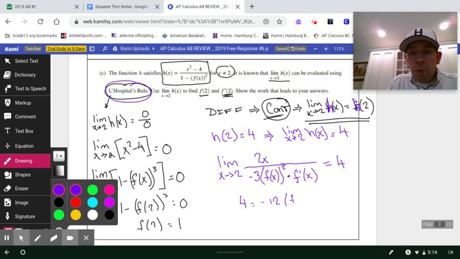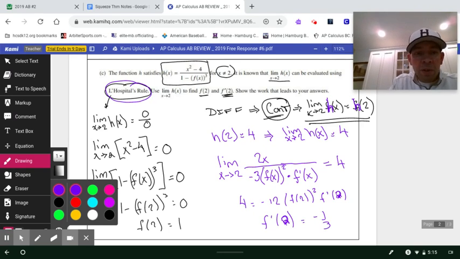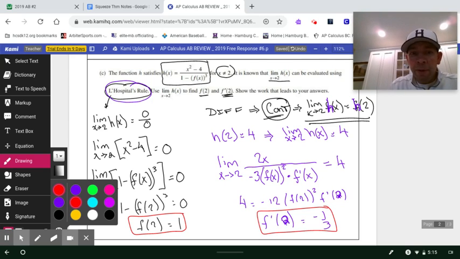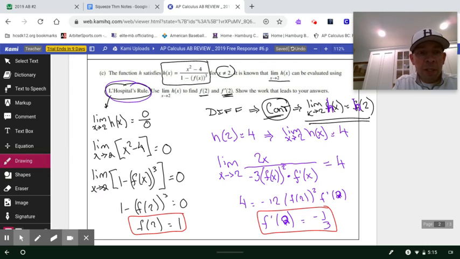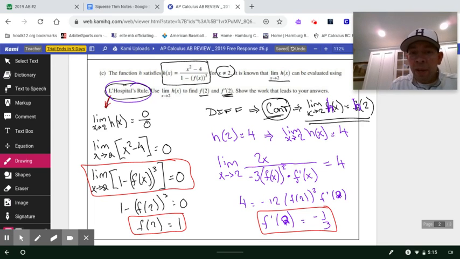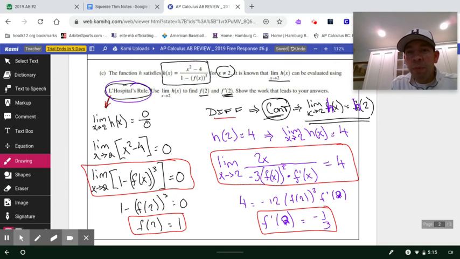Now, f of 2 we already know is going to be a 1. Okay, so that's not a big deal. And I think we're going to prove that f prime of 2 is going to be -1/3. So kind of a twofold answer here. f of 2 equals 1, and f prime of 2 equals -1/3. The big kickers there were you knew this expression right here had to equal 0 if L'Hopital's was even applicable to begin with. And then we also knew that once we did apply L'Hopital's rule that the limit had to equal 4 based on the fact that we were differentiable, which meant we were continuous, which meant this value here had to equal the limit.